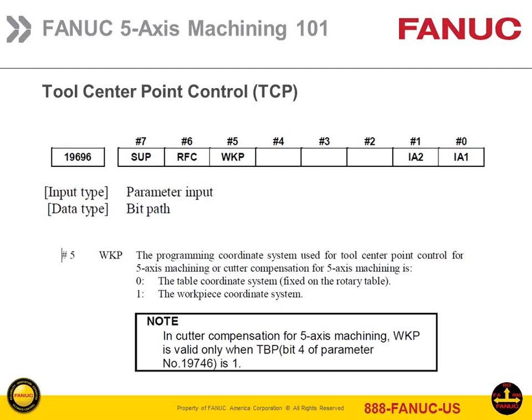Another very important parameter is 19696. This is where you tell it whether you're working off a table coordinate system or the workpiece coordinate system. It's very important that this is set correctly, because if it's set incorrectly, the machine's going to do some strange moves. I can't emphasize enough that some of these parameters must be set correctly.